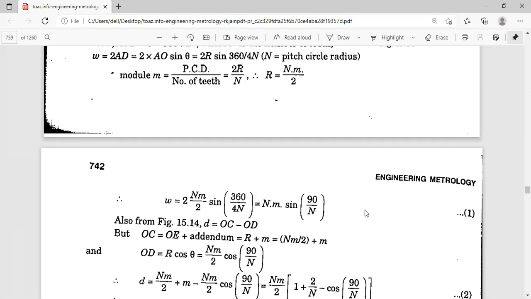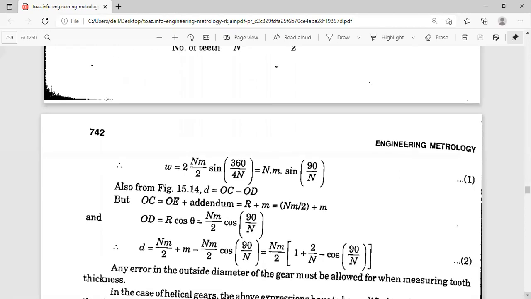Now consider OD. OD is equal to R cos theta. You have to know the trigonometry also, my dear friends. Consider that particular triangle AOD. What is R? Here it is OE. So OD is equal to R cos theta. But R is equal to Nm by 2. And theta is 360 by 4n, or simply you can directly substitute 90 by n instead of theta. So directly you will get OD is equal to Nm by 2 into cos 90 by n.